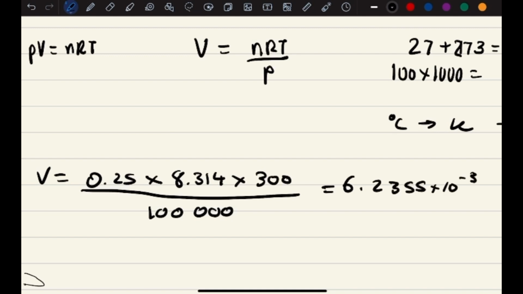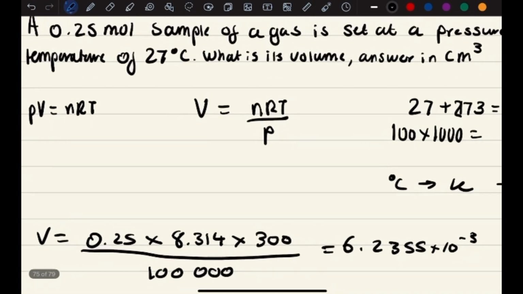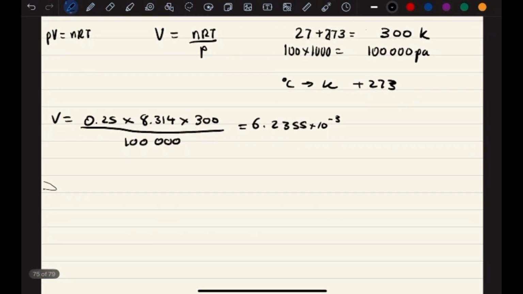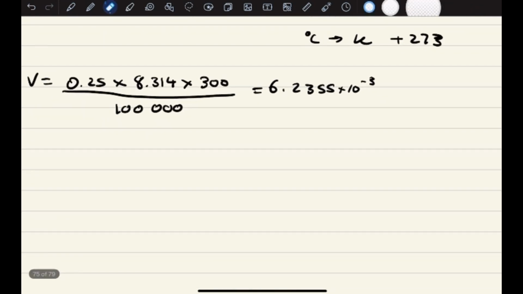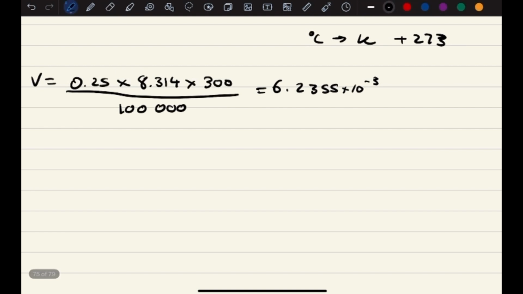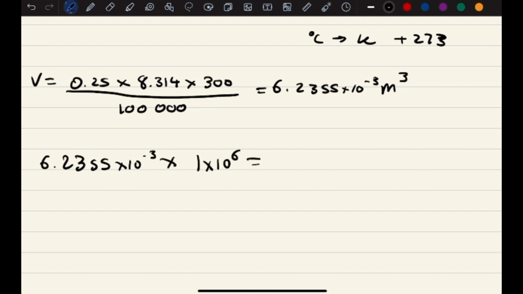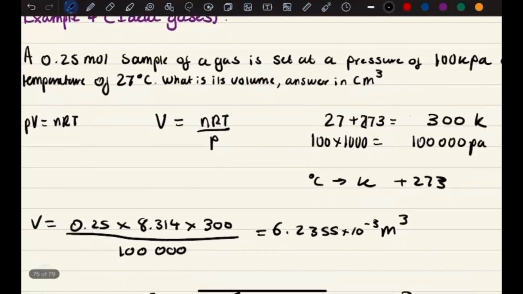Now, I'm such a big advocate for not rounding until you have your final answer. Really big advocate for that. What we need to do now is convert this to centimeters cubed, because now it's in meters cubed if we look at our formula. So we're going to times it by 1 times 10 to the 6. That's going to help you to do it. So if we times by 1 times 10 to the 6, we get our answer, 6235.5 centimeters cubed.